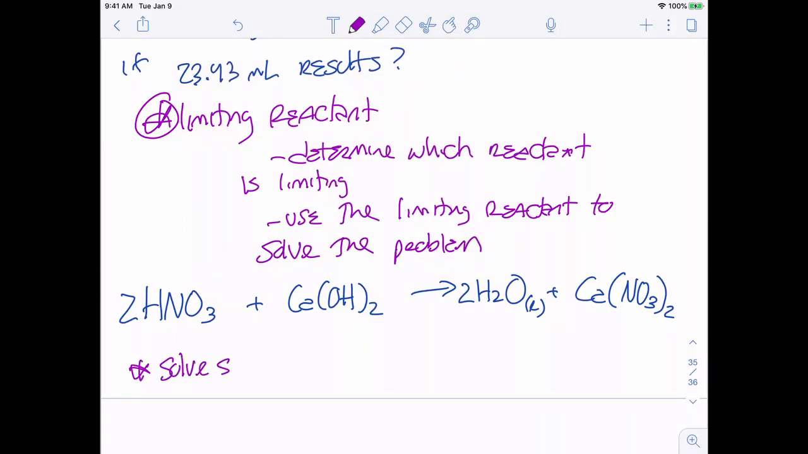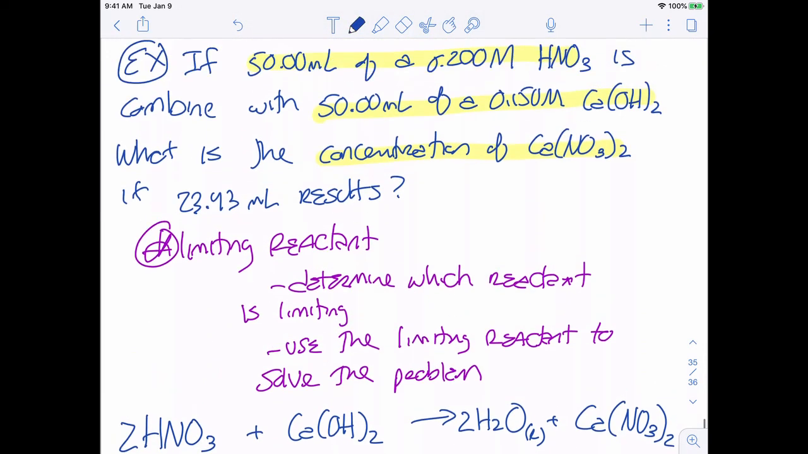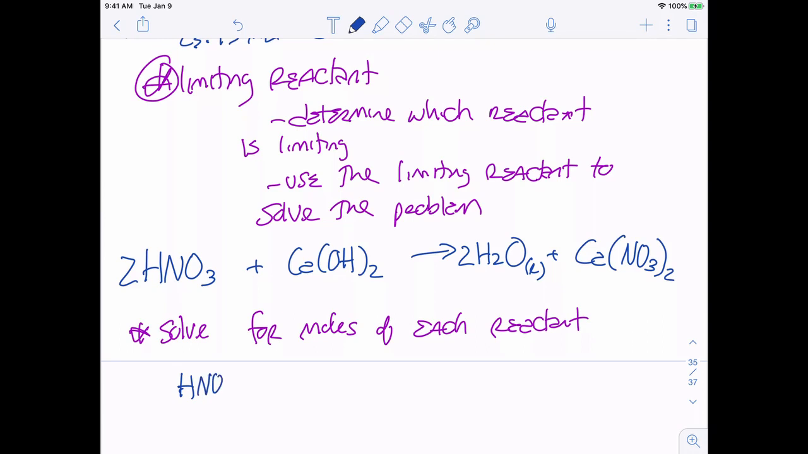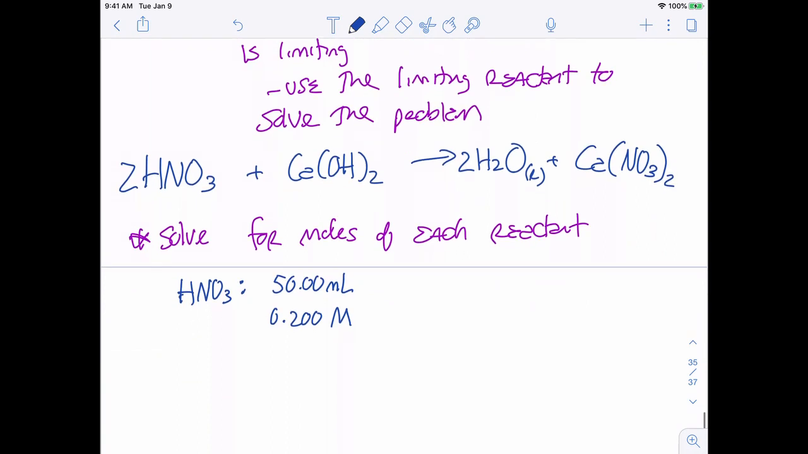So I need to figure out, right, solve for moles of each reactant. So back up to my information, I have 50 milliliters of a 0.2 molar nitric acid solution. And remember I said, unless we're plugging it into a formula, every time we're given molarity as part of the problem, I'm going to write it out. So this is 0.200 moles of nitric acid per liter.